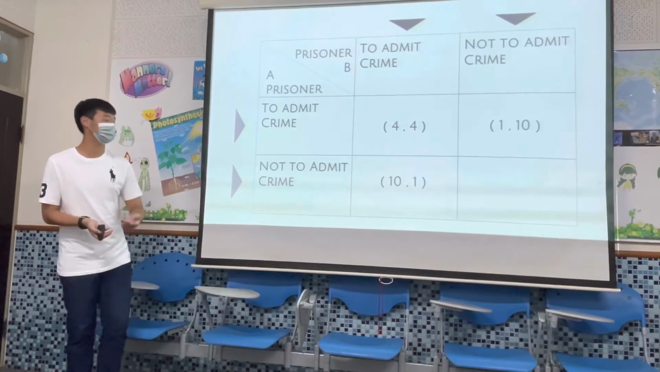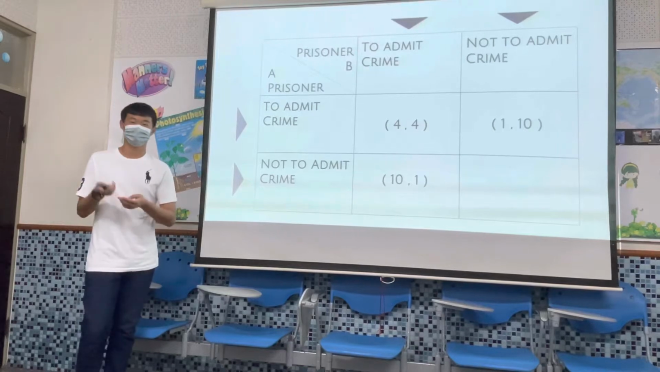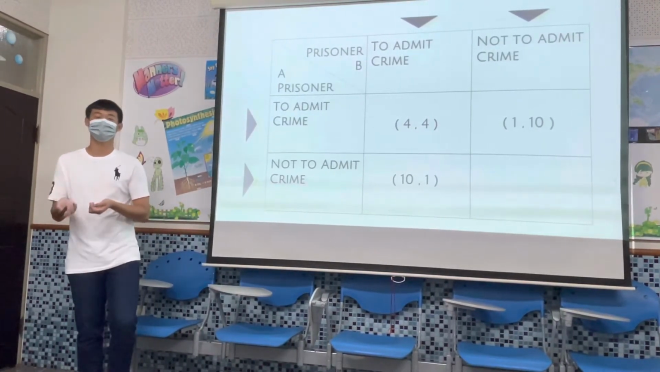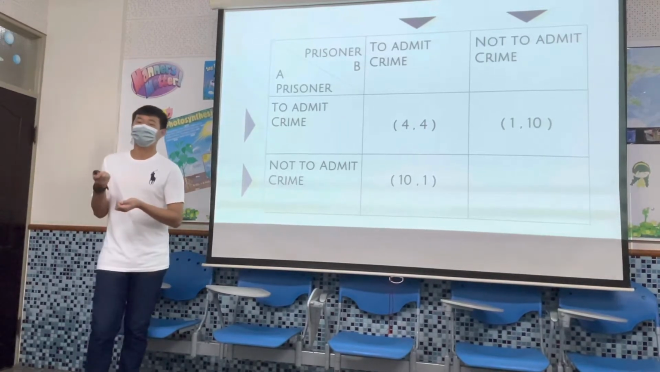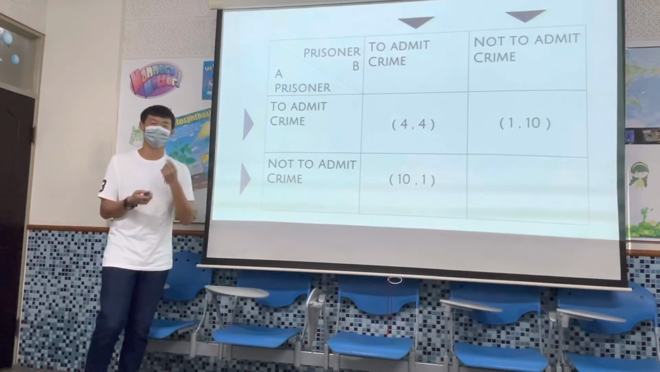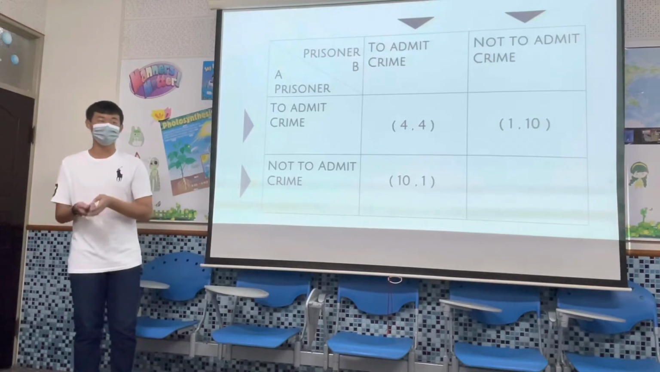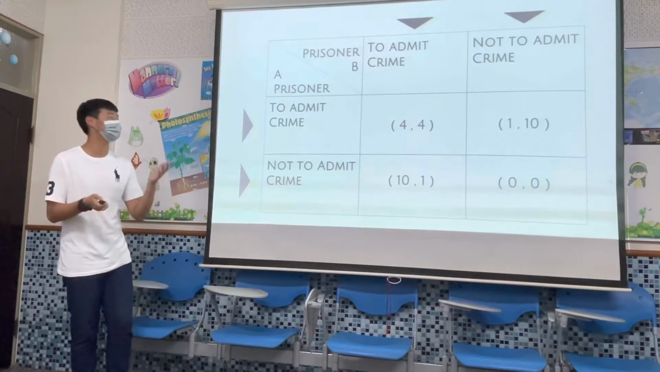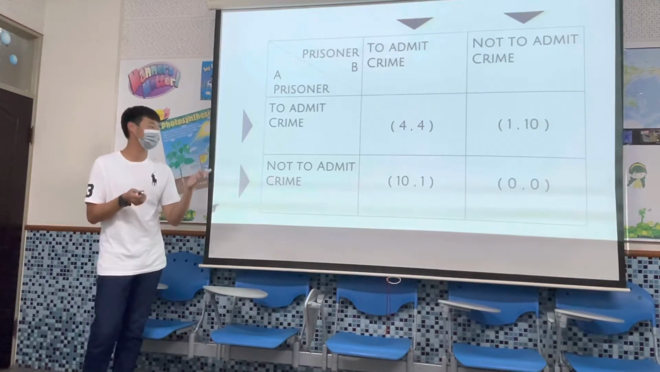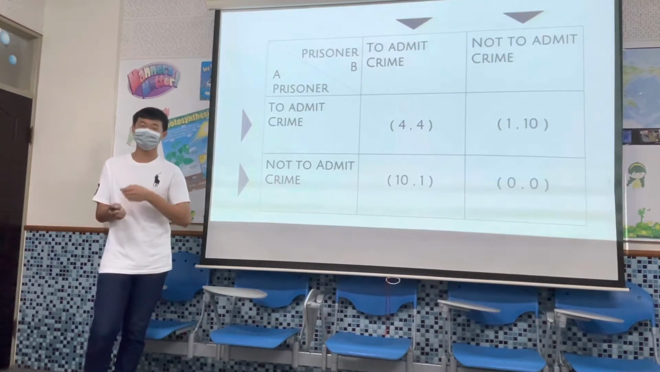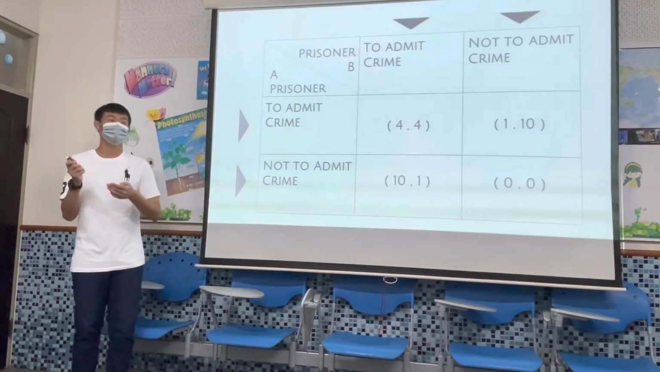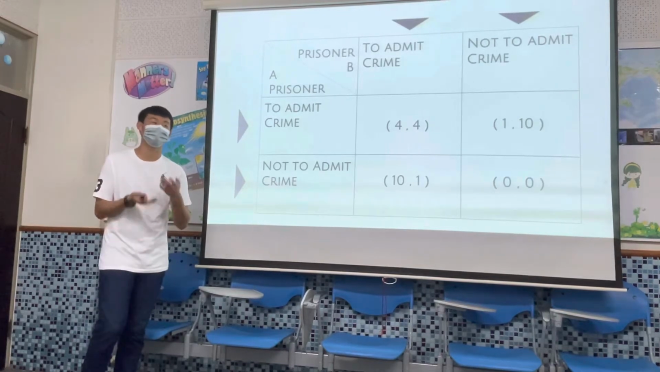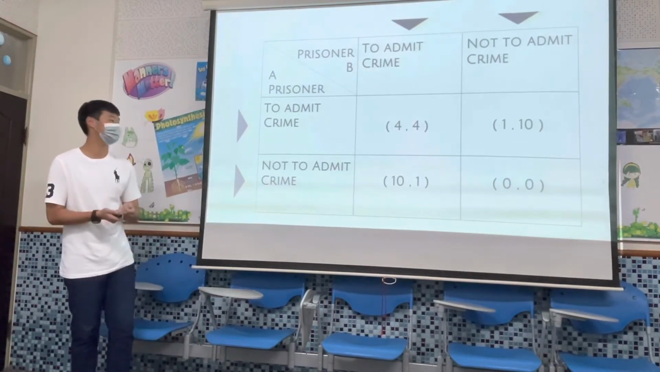And on the other side, if B admits the crime and A doesn't, B only needs to go to jail for 1 year and A gets 10 years. However, the best decision in this situation is that they both don't admit their crime. Because if they don't admit their crime, the police wouldn't have enough evidence to put them in jail, and they will be released that day immediately.